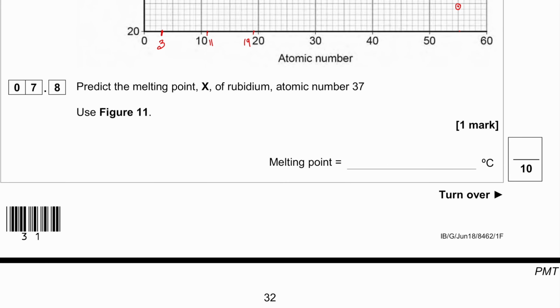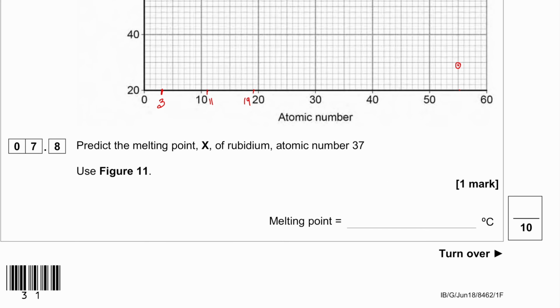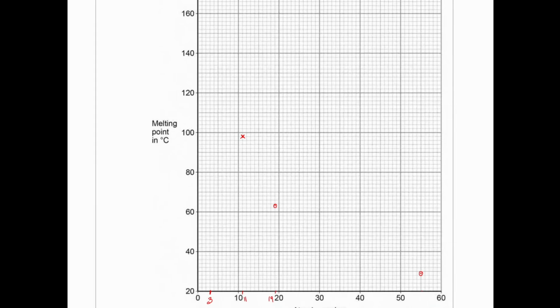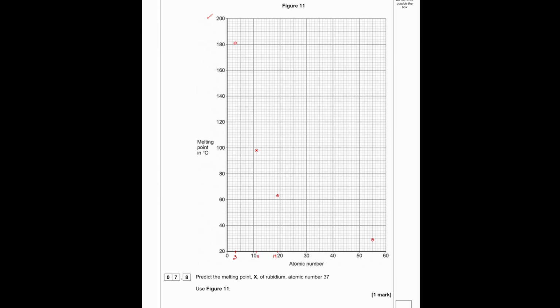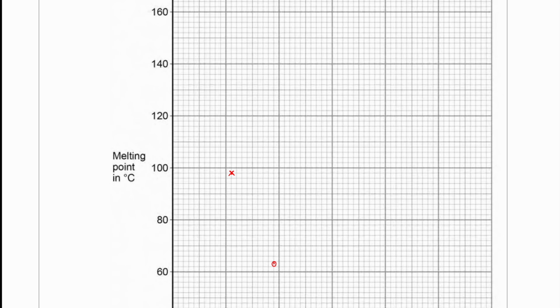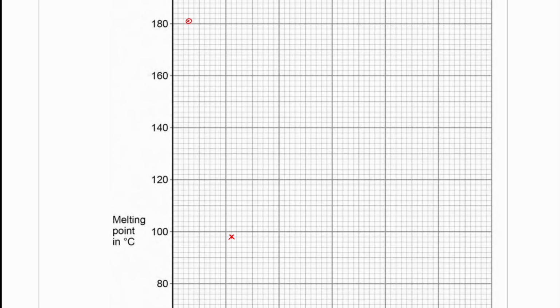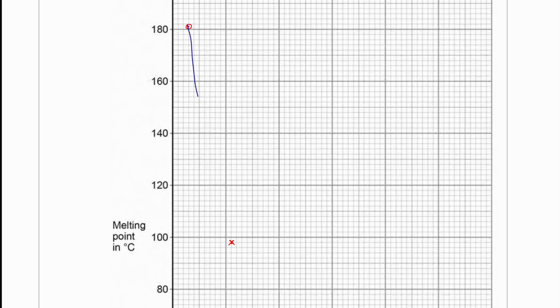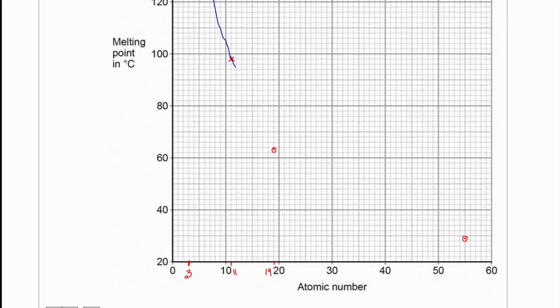Okay. Now the question is predict the melting point of rubidium, atomic number 37. Since they have given us information in a graph and we are doing the graph, it will be a better choice that we connect these particular points first and then we estimate. So technically, if the graph were to reach this particular point, then we would have a line like this. All right, and in the case of 37, so let's extrapolate.